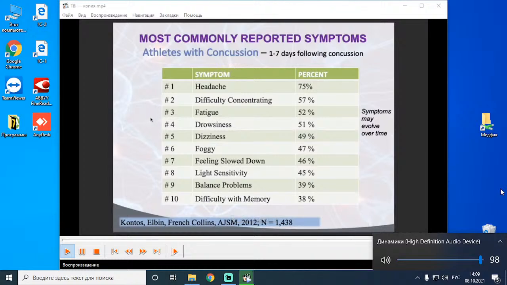Most commonly reported symptoms in athletes with concussion, from 1 to 7 days following concussion. Symptoms may evolve over time. You can see the most common symptoms: headache, difficulty concentrating, fatigue, drowsiness, dizziness, feeling foggy, feeling slowed down, light sensitivity, balance problems, and difficulty with memory.